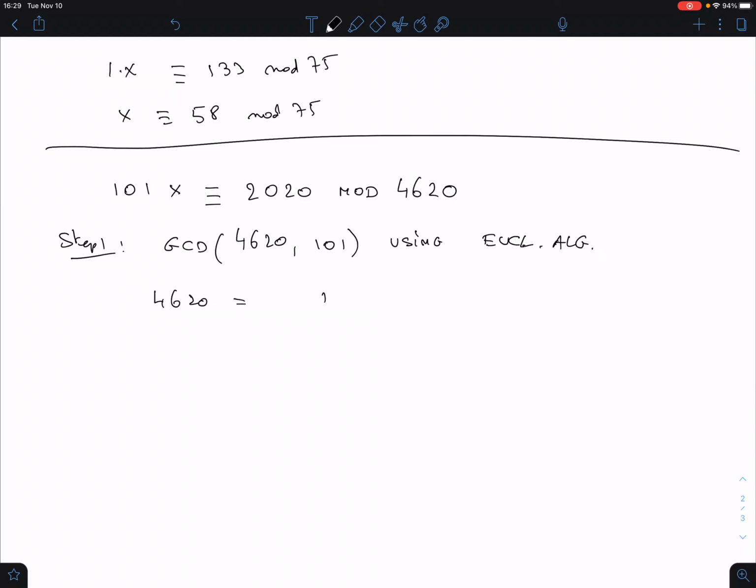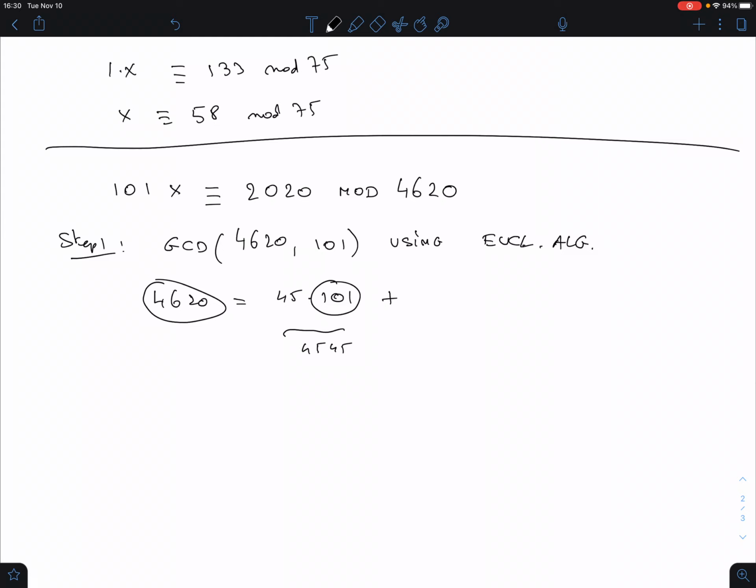4620, how many times does 101 go in there? Okay, I'm not going to do it in my head. It's probably 46 times, but let's just see. No, it's probably 45 times. 4620 divided by 101, yeah, 45 point something, so 45 times. So I'm going to now only circle these numbers, and then the remainder, what is that? 45 times 101, this number is 4545.